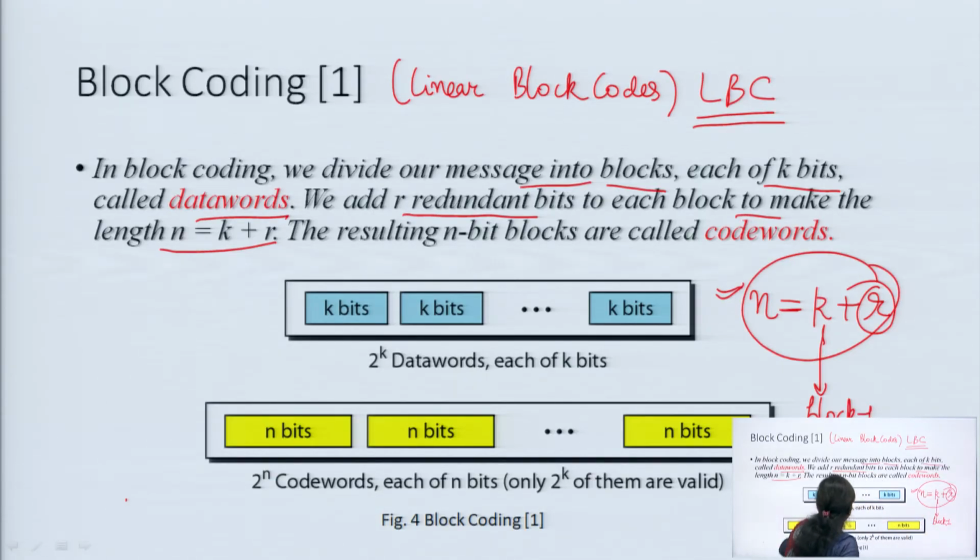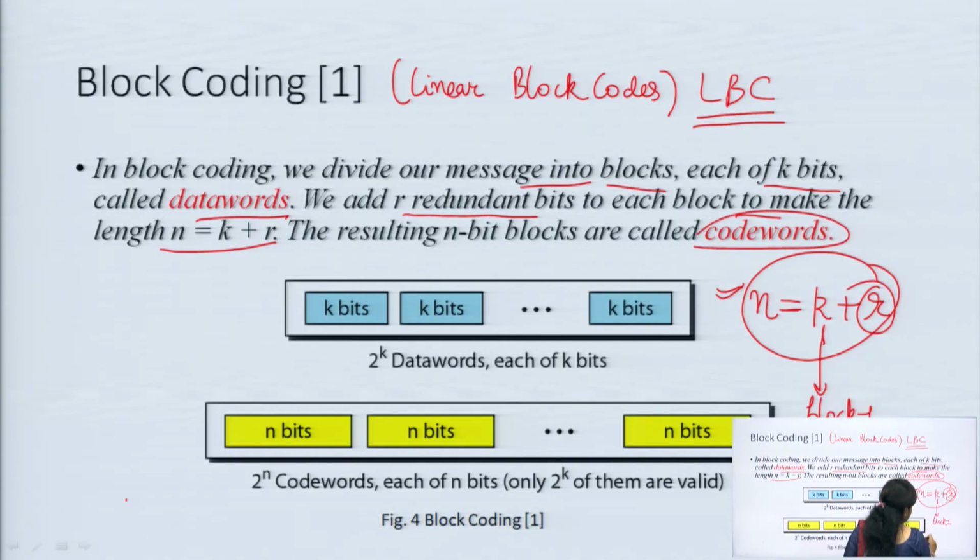Now, the resulting n-bit blocks are known as code words. So, this n equal to k plus r is known as the code word. This k is known as the data word, and this r is known as the redundant bits.